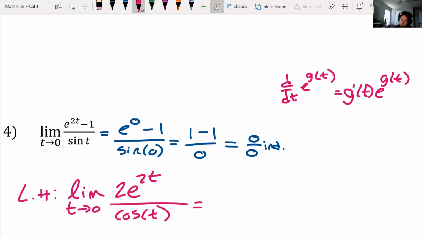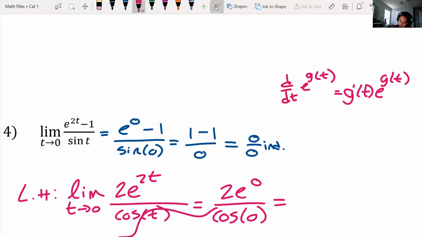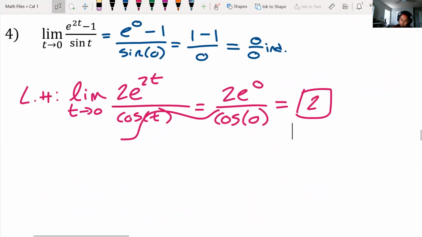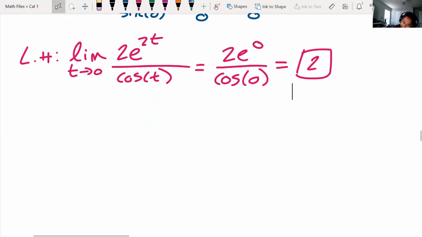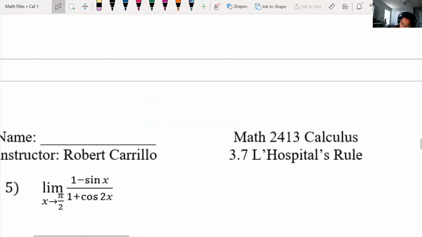Plug in 0. 2e to the 0th over cosine of 0. What's our answer? 2. Good. Everybody good? Cool. All right. Keep it going.